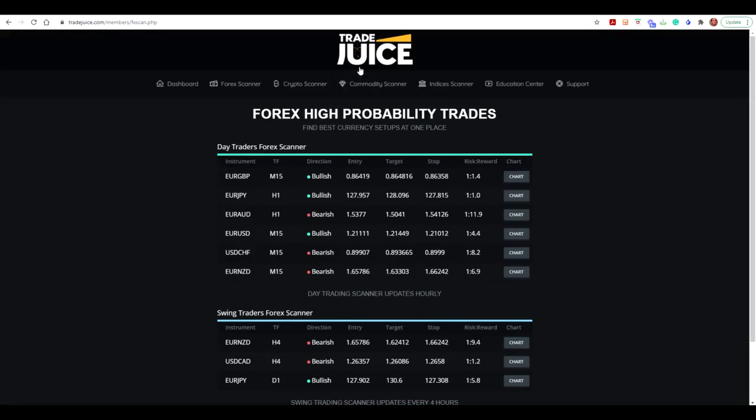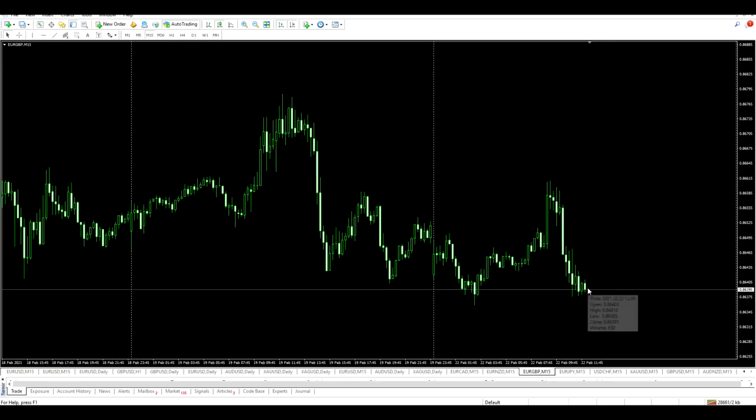Hi guys, I'm on the Tradejuice platform and I see a whole bunch of high probability trades, and I'm going to have a look at entering one now, the euro pound on a 15-minute. I'm going bullish. I've got my entry, target, stop levels, and if I look at the chart right now, you can see this is where price is.